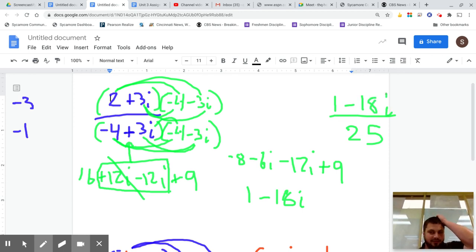Okay, that is rationalizing your denominator, whether it's a monomial or a binomial. See you in class tomorrow. I'm sure you'll have questions.